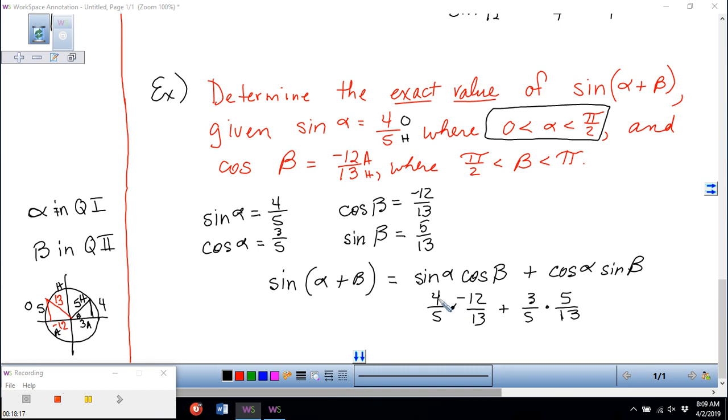Now that I have all my numbers plugged in, we're going to multiply fractions straight across. So we've got negative 48 over 65 for the first fraction. Second fraction, we've got 15 over 65. And when we combine those together, negative 48 plus 15 is negative 33 over 65. And this is our exact value for the sine of alpha plus beta.